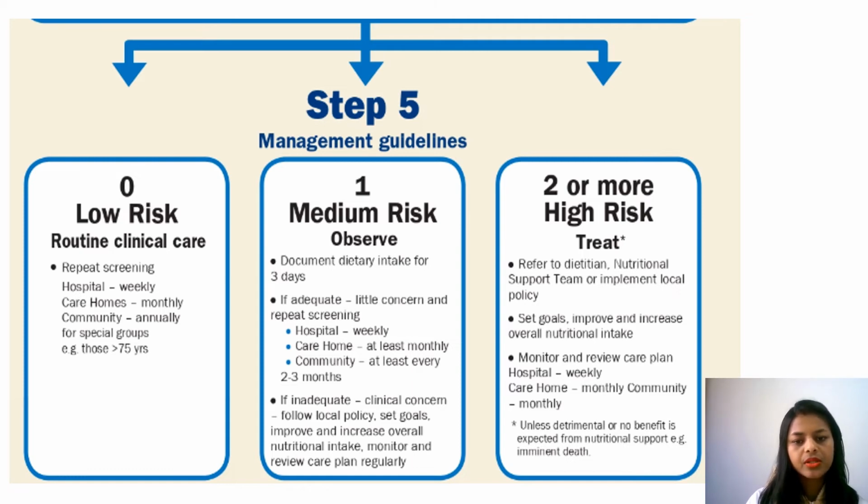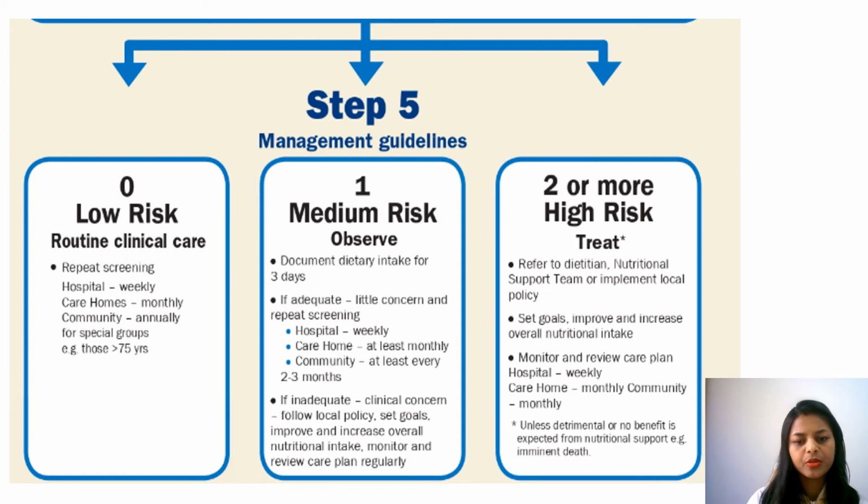If the patient is at medium risk, then you have to observe the patient. You have to ask the patient to maintain a food diary for at least 3 days, where the patient will write each and everything they are eating for breakfast, lunch and dinner on paper, and then you can see what the patient is actually eating, whether that is a nutritious diet for the patient or not. And if the patient is eating adequately, then you have to just put little concern for the patient and repeat the screening.